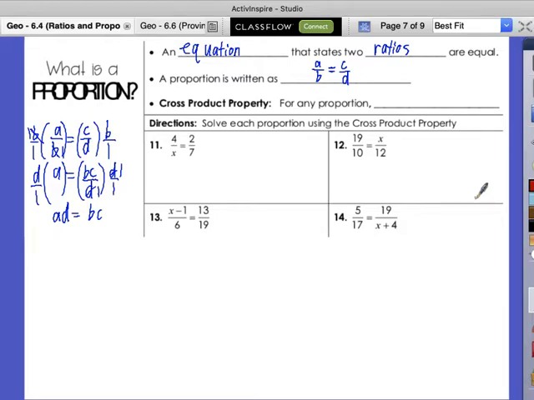Okay. So, what we call this process here is we're going to call it cross multiplying. And so we're going to call this cross multiplying, and we can end up shortening the process.